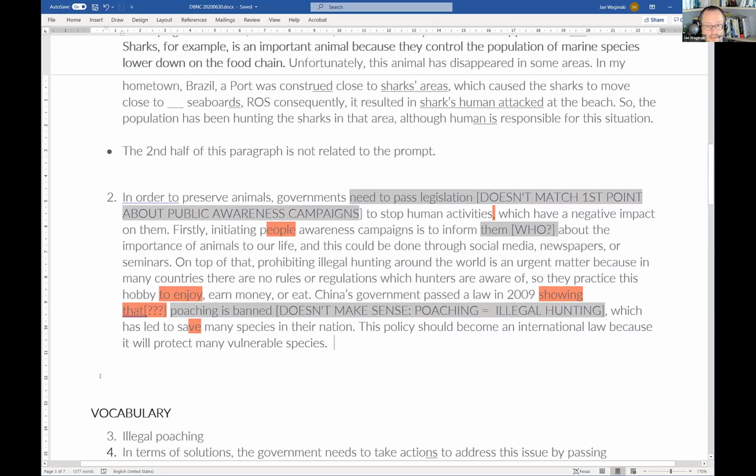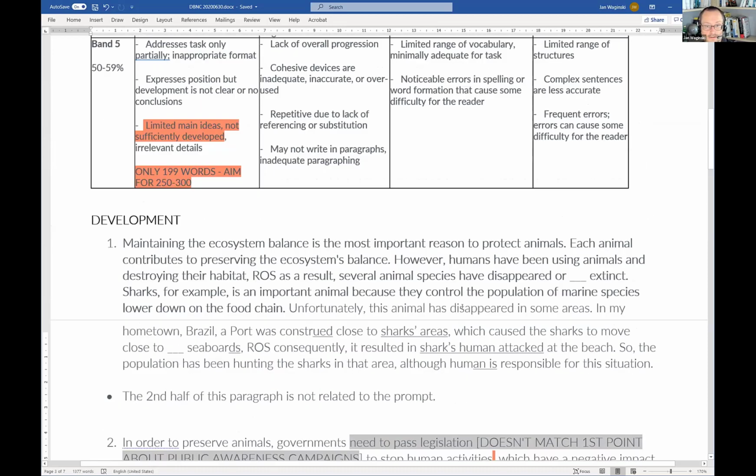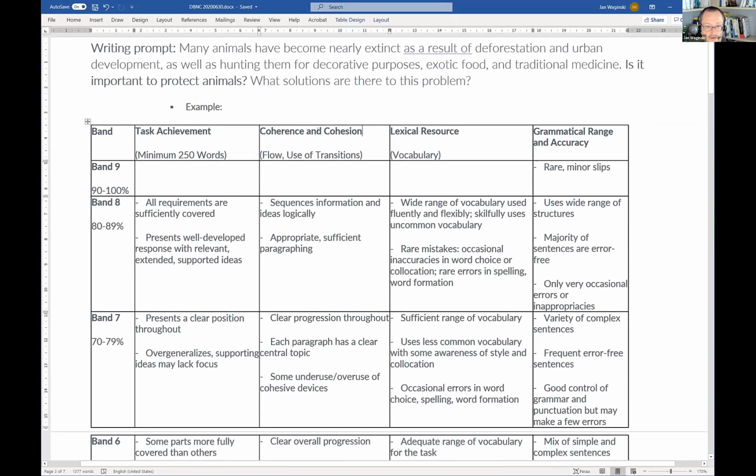So this one is problematic from a coherence and cohesion point of view. Coherence and cohesion, another 25%, refers to the flow of ideas and the correct use of transitions and referencing.